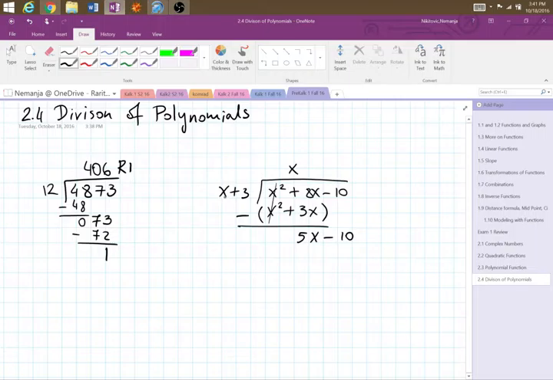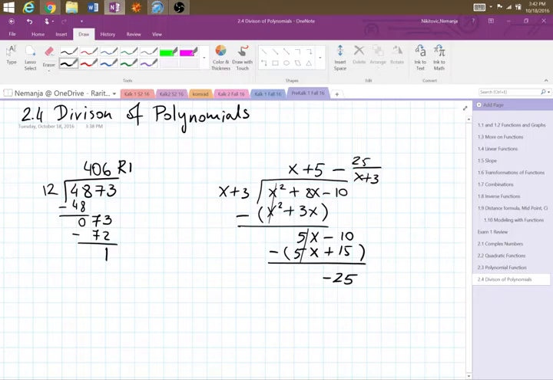So now you ask yourself how many times x goes into 5x, and the answer is positive 5 times. 5 times this is 5x, and then you have plus 15. Don't forget that you are supposed to subtract that because that's the algorithm. And now these cancel. Negative 10 minus 15 is negative 25. So as a remainder, you will say minus 25 over x plus 3. That's the remainder.